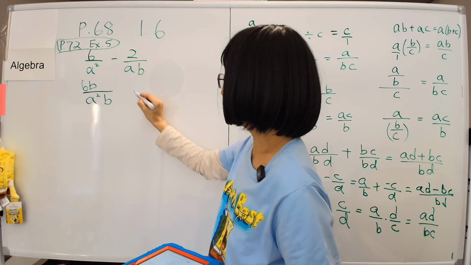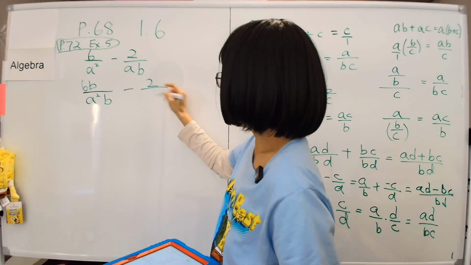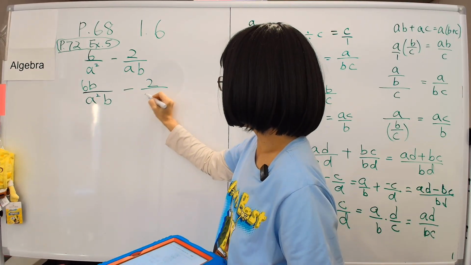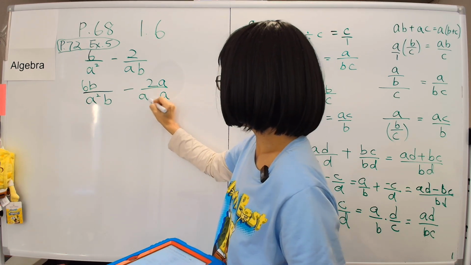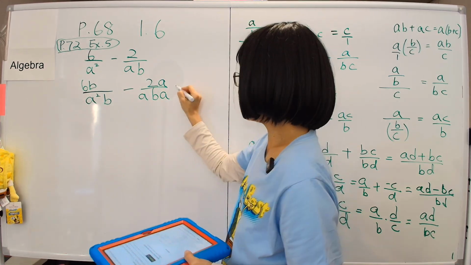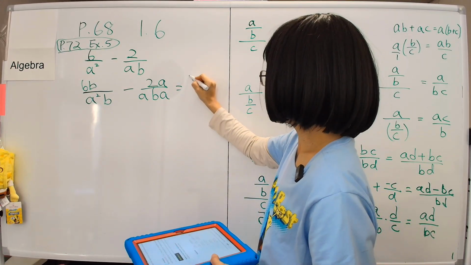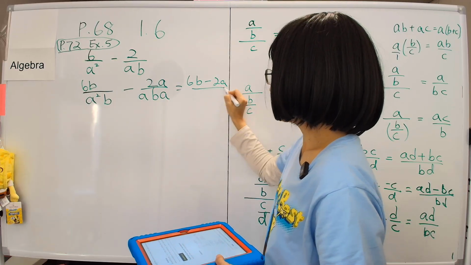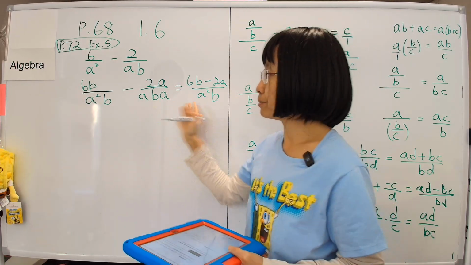same as that thing. Similarly, this is 2 over, and we need it to be a squared b, so we multiply by a top and bottom, so then we have ab, and that becomes a squared b, and that's how we do it. So the answer to this simplified version would be 6b minus 2a, divided by a squared b. That would be how we do this.